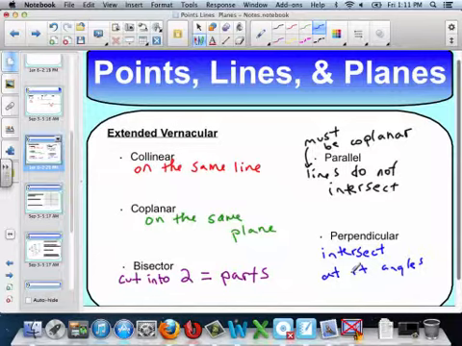And then we also have an angle bisector. So here's my angle. My angle bisector is going to be a line that cuts the angle in half. And we represent congruent angles with these little arcs. If the two arcs are equal, that's how we know the angles are equal. Let's take a look at some images here, and you tell me what's going on.